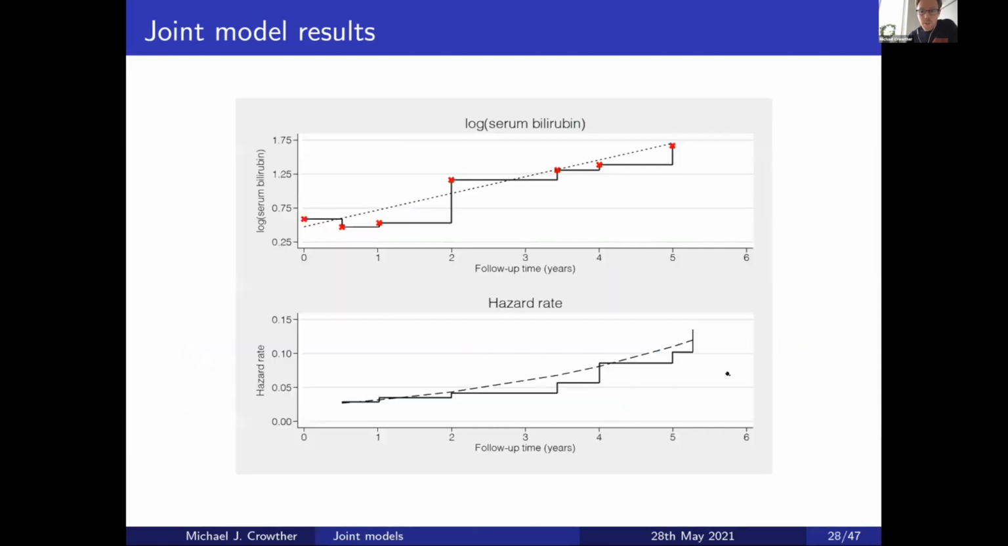Come back to that question. Okay, so this is what we're doing. Rather than assuming step functions for biomarkers over time, we're postulating a continuous time longitudinal model and a continuous time survival model. So in other words, we can get estimates at any particular time. So we're smoothing out these step functions that we would get for both my longitudinal outcome and my survival outcome as well.